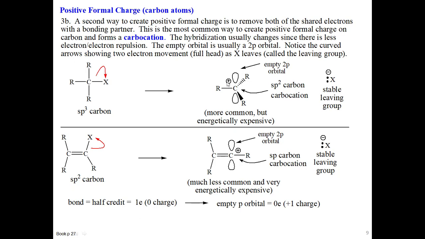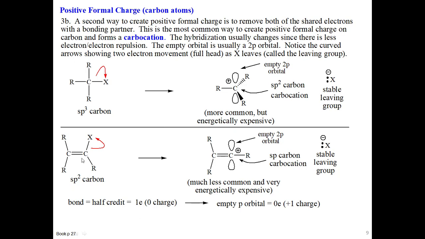But the carbon has a plus charge. We call that a carbocation. Okay, carbo for carbon, cation for positive charge. There are other names that are used for this, but this is the one that we use. So remember, this empty orbital is a 2p orbital.